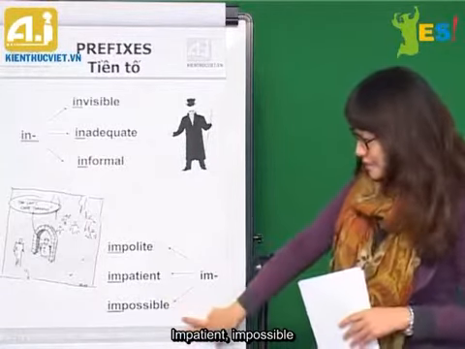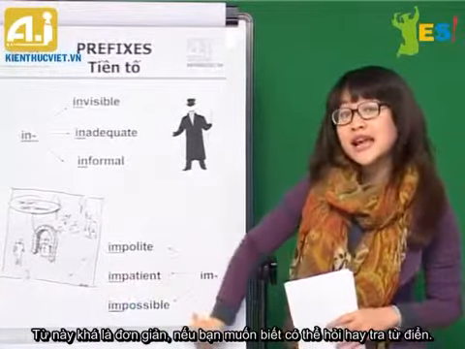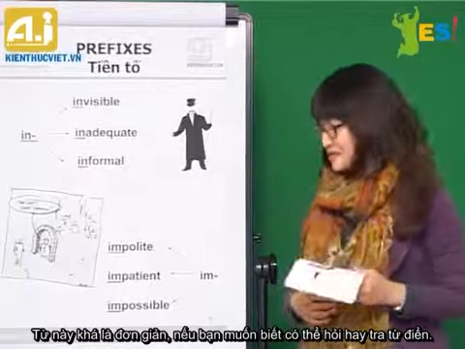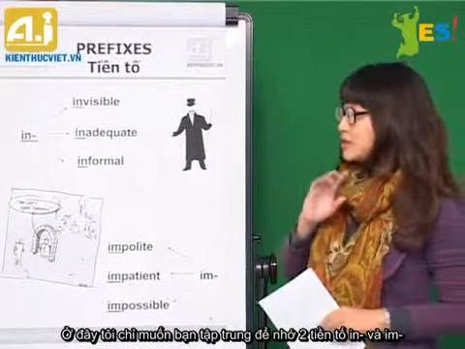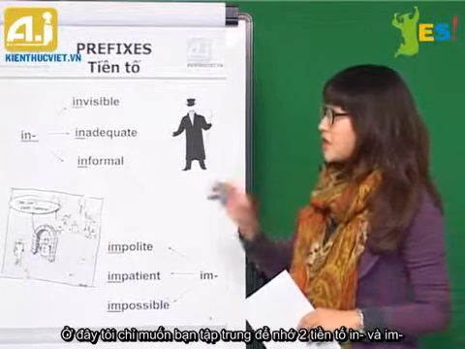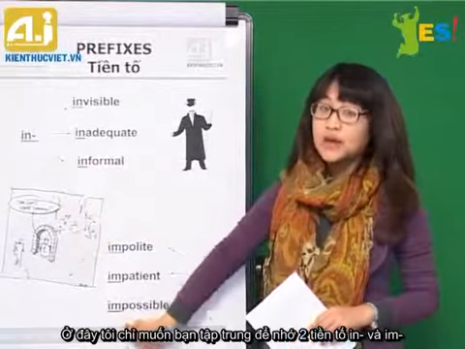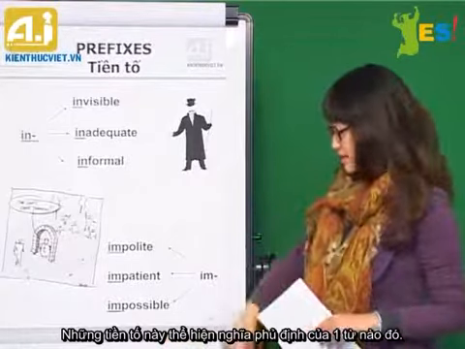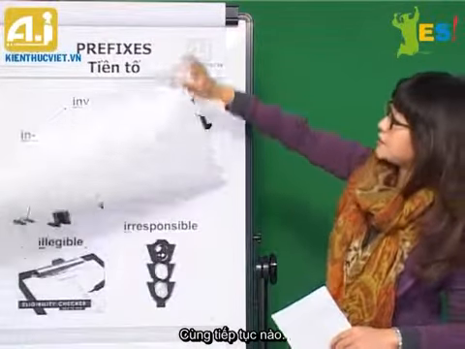Impatient, impossible. This is like familiar and easy. If you don't know, you can look up the meaning in a dictionary. For now, I just want you to remember and focus on the prefix in and im. With this kind of prefixes, it gives you the negative meaning of the word. So now let's move on.